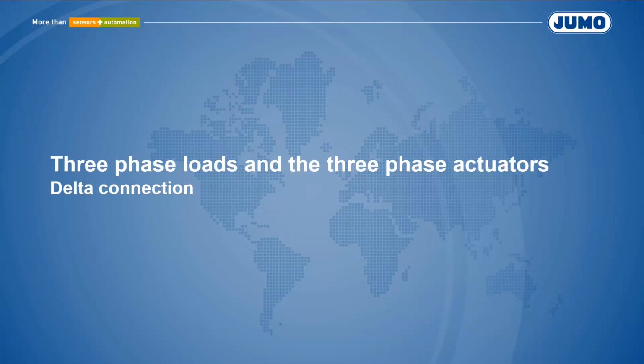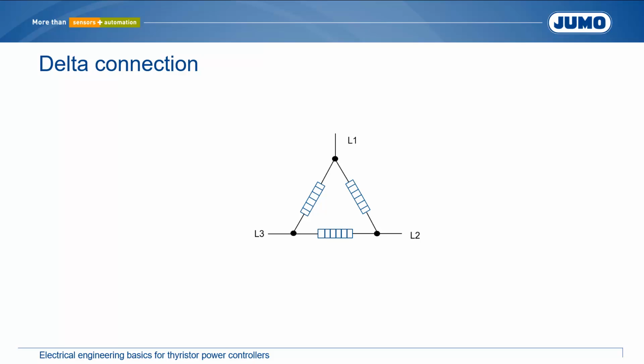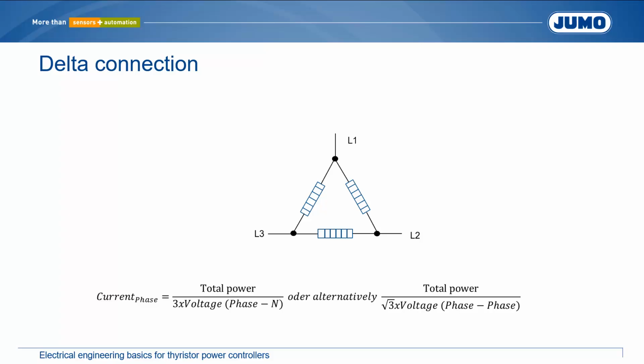Three-phase loads are often operated in the so-called delta connection. In this circuit, each partial load is connected between two phases. The phase-to-phase voltage is applied to the load. For the current in the phases, respectively for the actuator current, the same formulas apply as for the star connection.